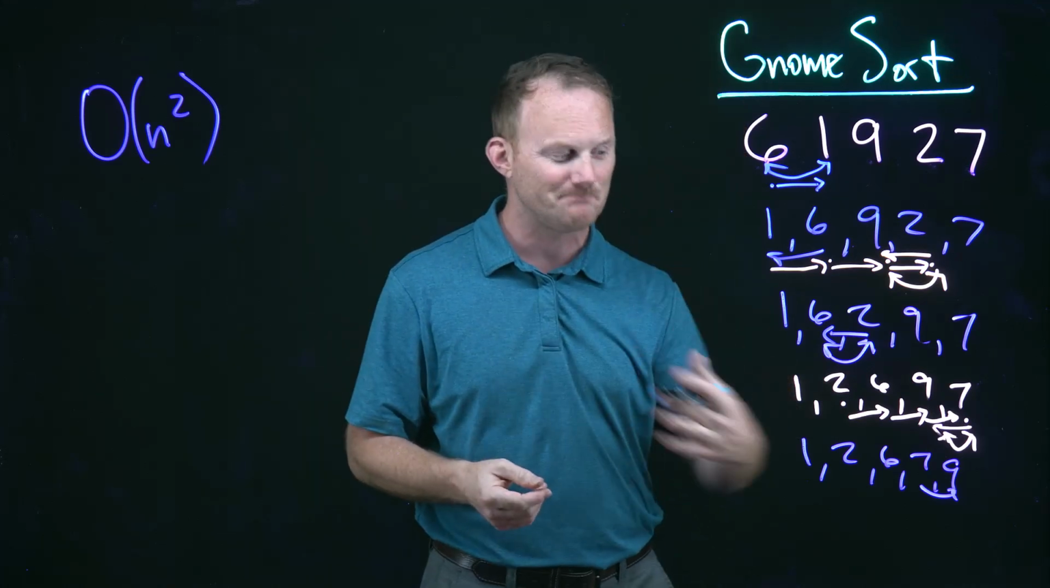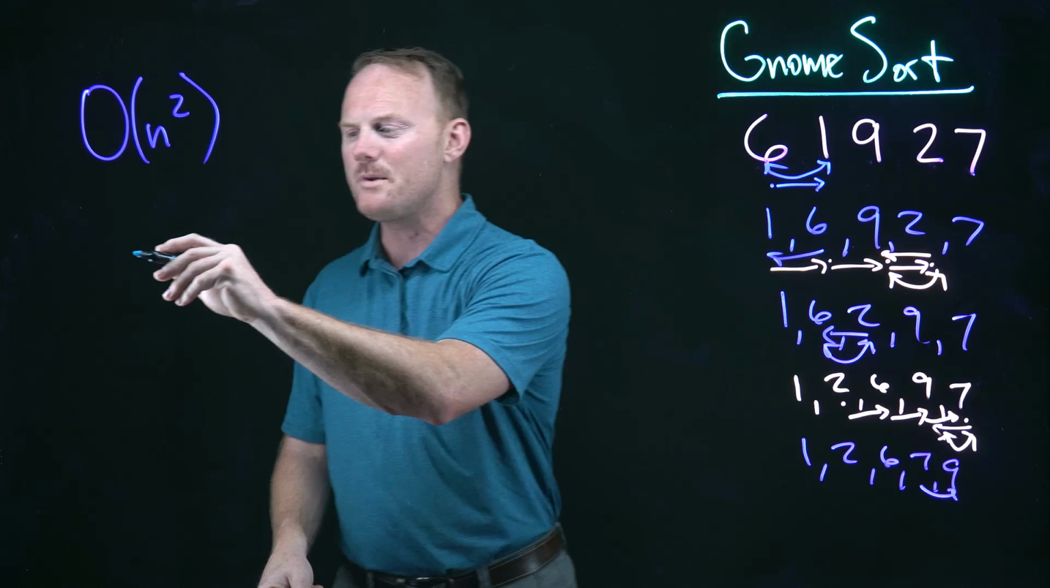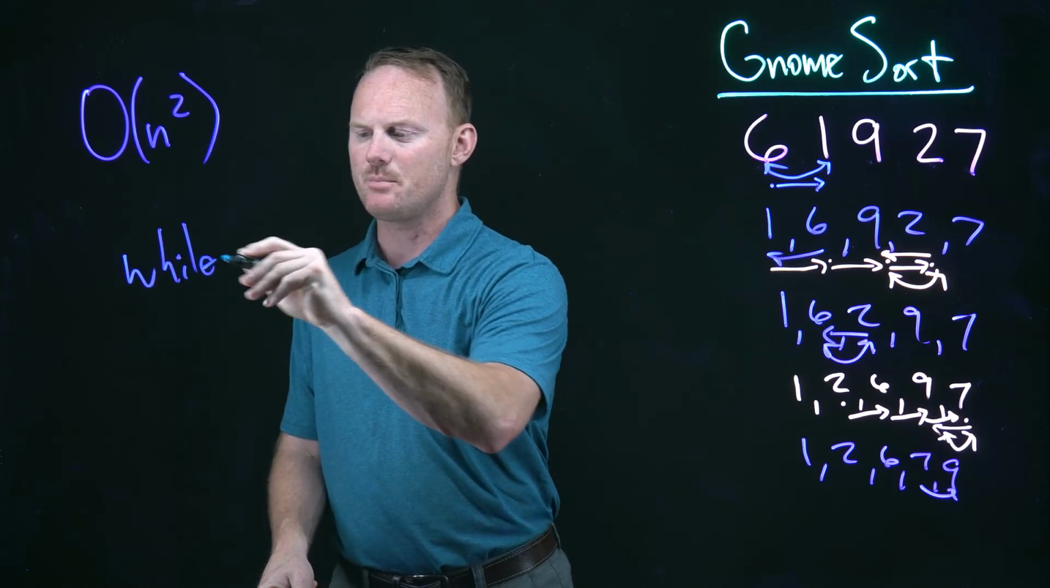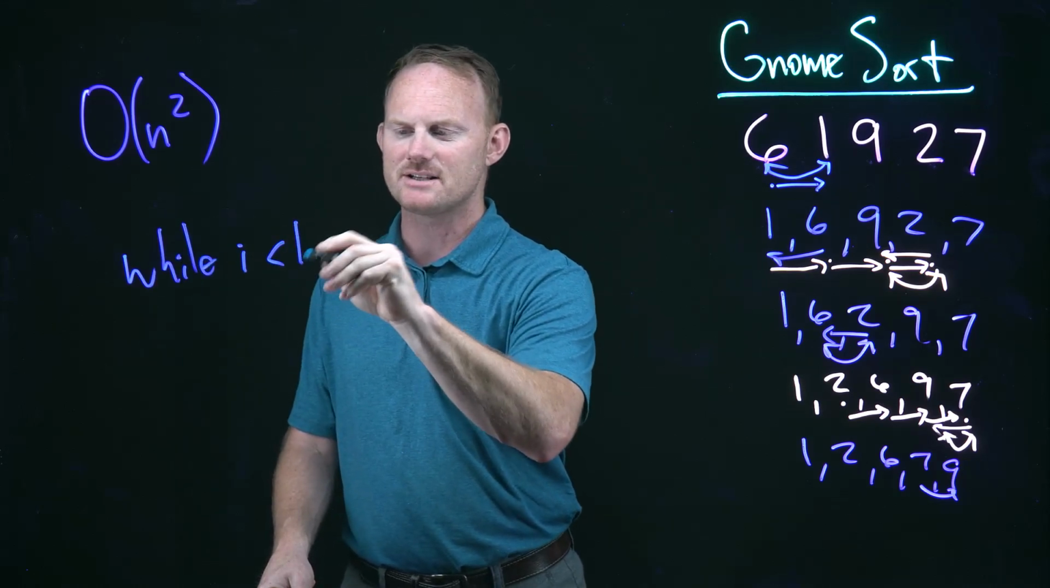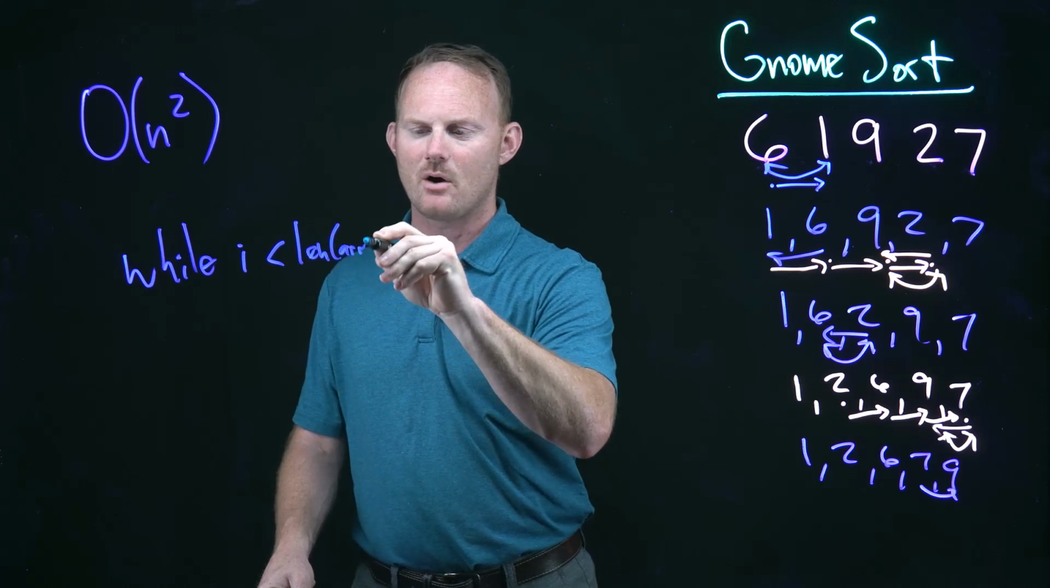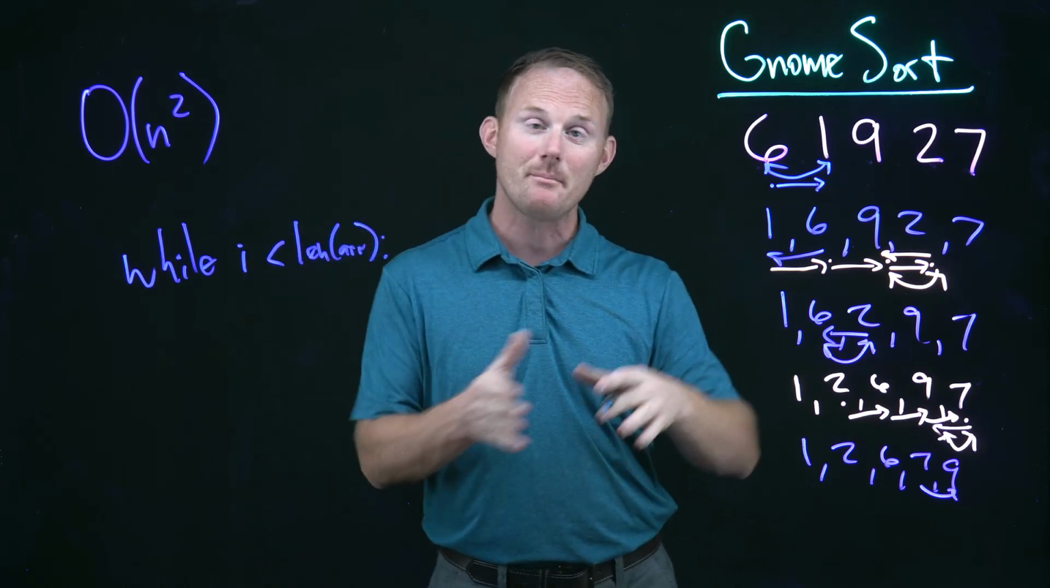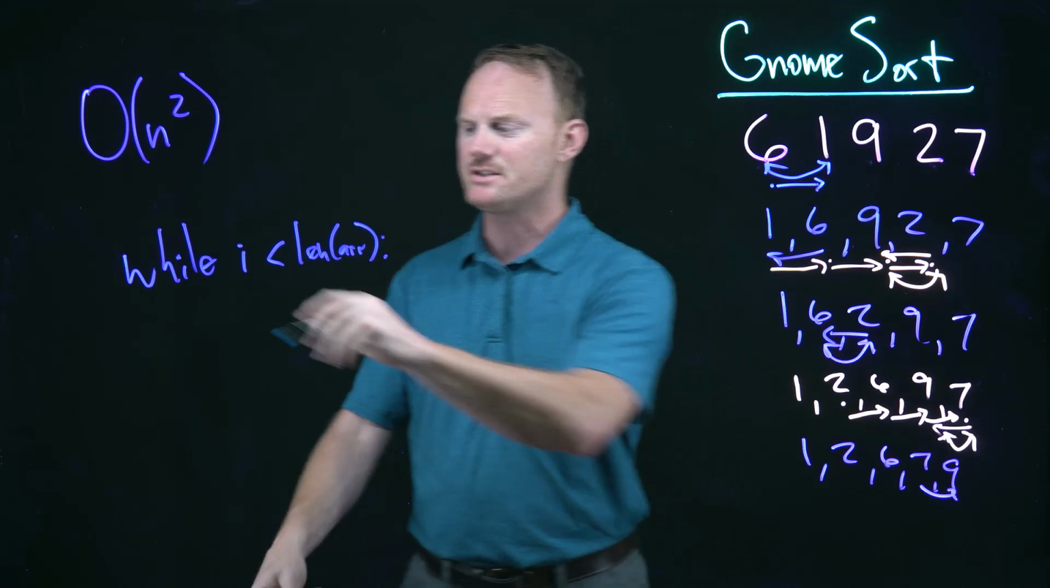If you don't need to switch them, move forward. The code will be really simple. It's just going to be while i is less than the length of our array. If that's true, that means there are pots to check against.